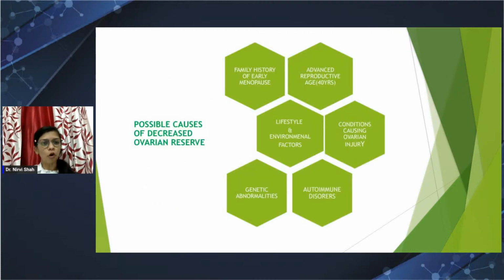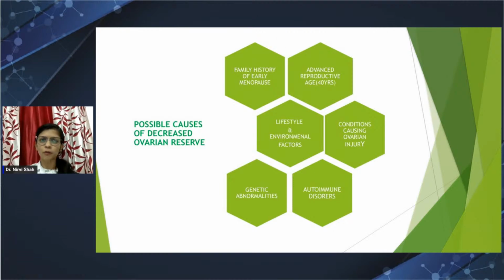So, what are the possible causes of decreased ovarian reserve? Of course, one of the causes which we just discussed is advanced reproductive age. Apart from that, there is a genetic cause, which could be a family history of early menopause, or there can be conditions causing ovarian injury, like people having ovarian cancers, undergoing radiotherapy or chemotherapy. Even endometriosis is associated with a decreased ovarian reserve. Also, there are many lifestyle and environmental factors which have been noted. Then there are autoimmune disorders and genetic abnormalities like FMR1 mutation.